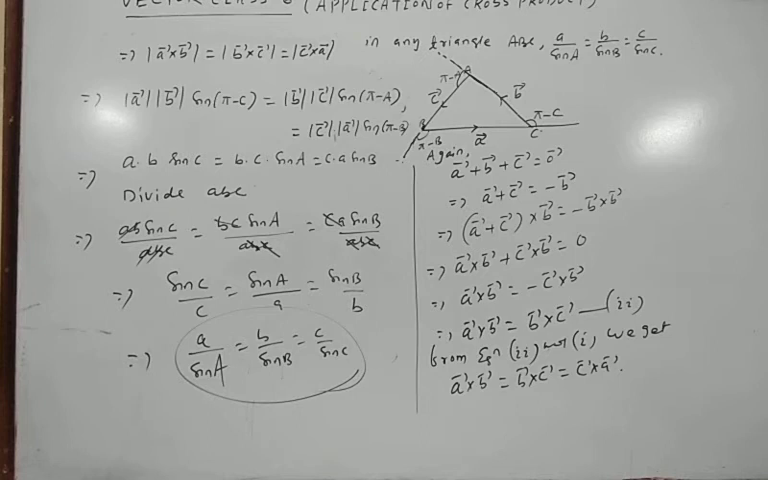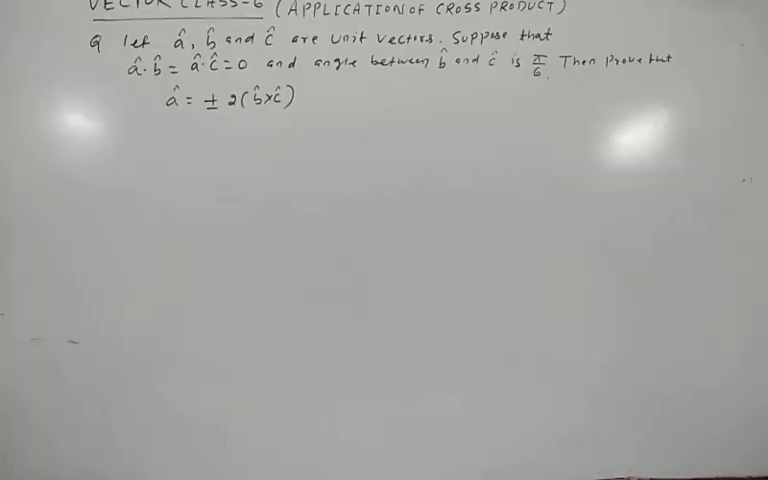So next we do another problem. So let A cap, B cap and C cap be unit vectors. Suppose that A cap dot B cap is equal to A cap dot C cap is equal to 0. That means A cap dot B cap equal to 0 and B cap dot C cap is equal to 0. And the angle between B cap and C cap is 30 degrees. Then prove that A cap is equal to plus or minus 2 into B cap cross C cap.